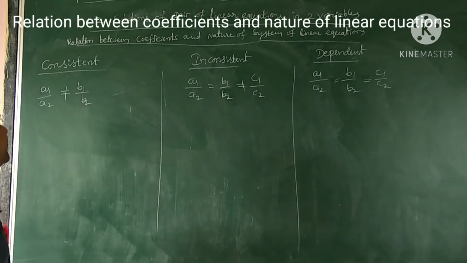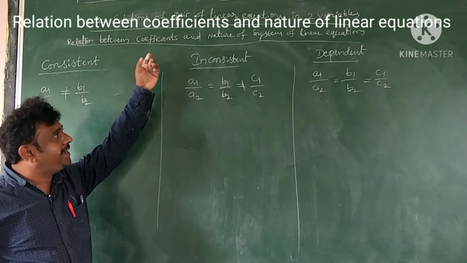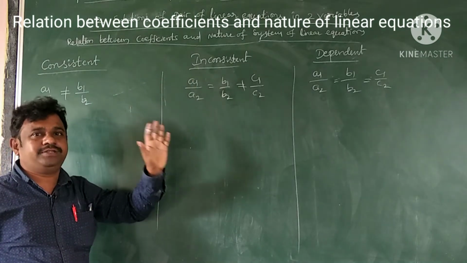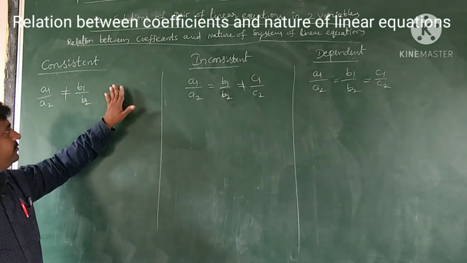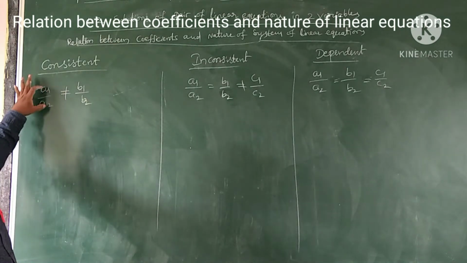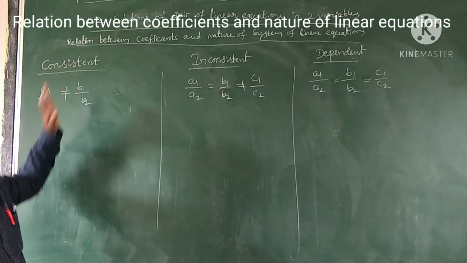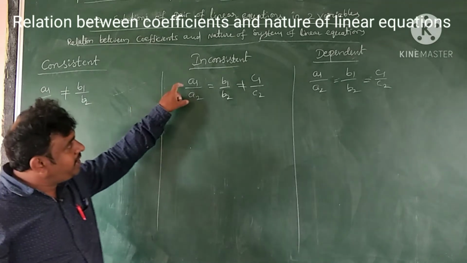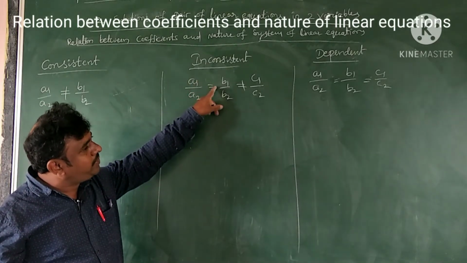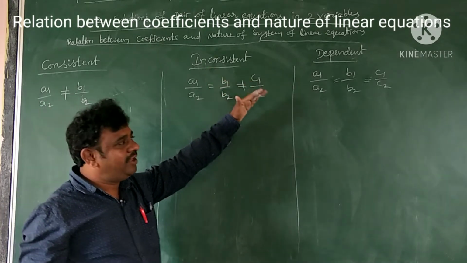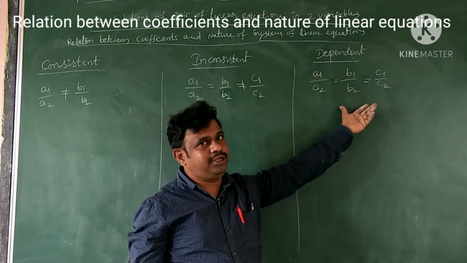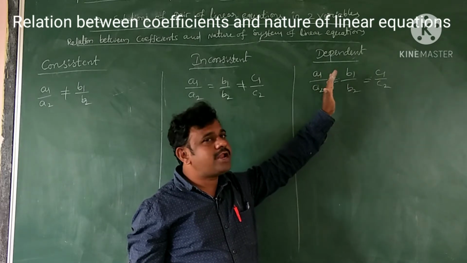Students, observe here. Relation between coefficients and nature of system of linear equations. We understand this. If a1 by a2 is not equal to b1 by b2, then they are consistent. If a1 by a2 equals b1 by b2 but they are not equal to c1 by c2, they are inconsistent. If all three ratios are equal, they are dependent.